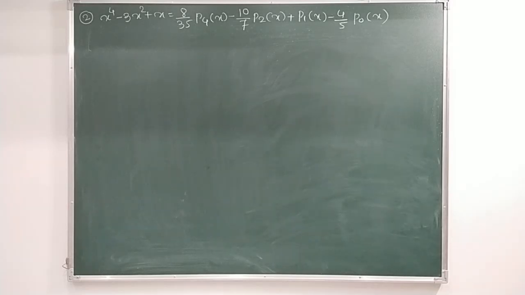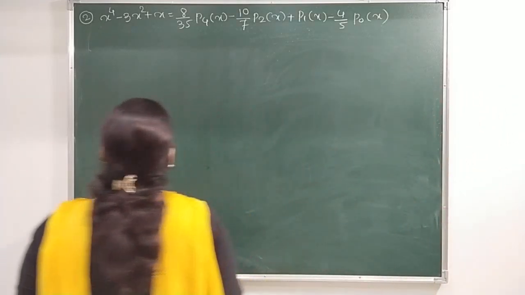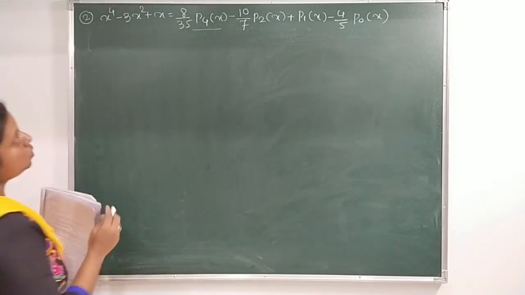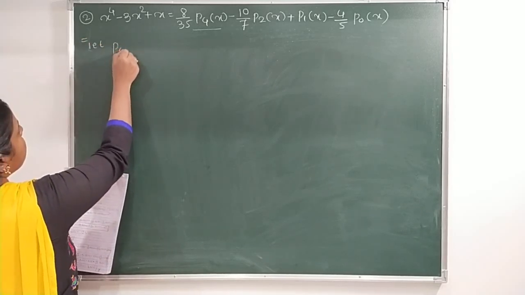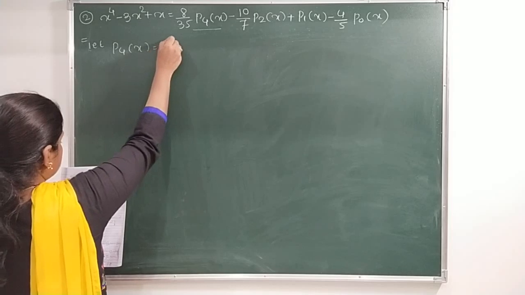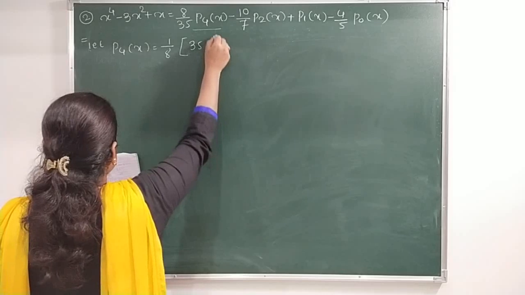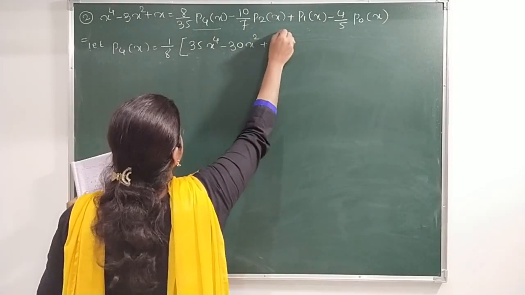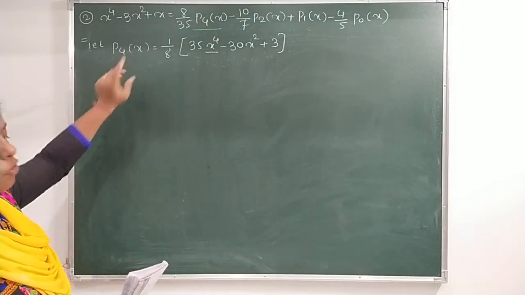The second example is x raised to 4 minus 3x square plus x. This is a biquadratic equation that you have to replace in terms of P4. Here they ask you to show it. First we take the P4 term. P4 of x is equal to 1 by 8 (35x raised to 4 minus 30x square plus 3). Now we have to replace this x4 term in terms of P4 of x.